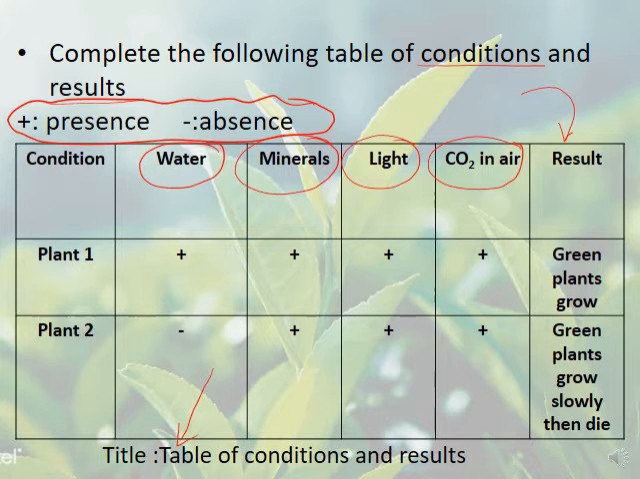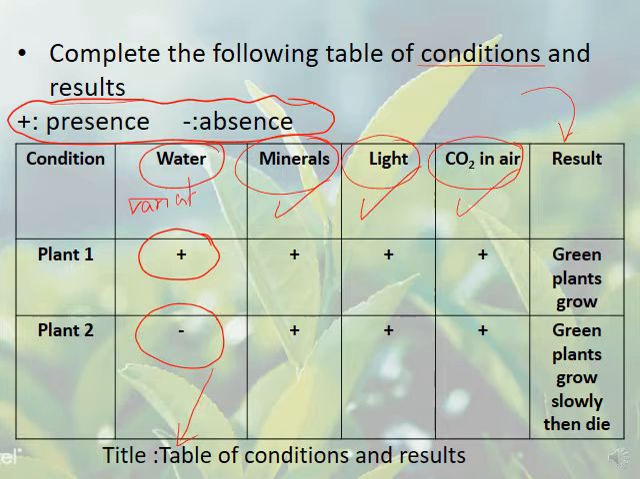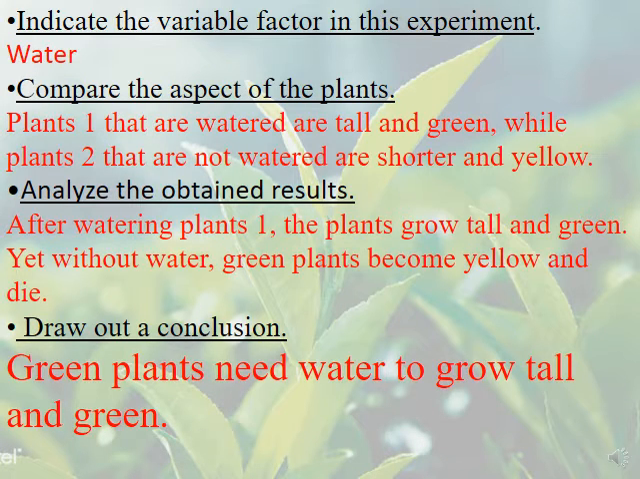Both plants contain minerals, both of them contain light, and both contain carbon dioxide. However, the difference is that plant 1 had water, while plant 2 didn't. So here's the difference, and here what do we call it? The variable factor. So the variable factor here is the water. So here indicate the variable factor in this experiment. So the variable factor is the water.